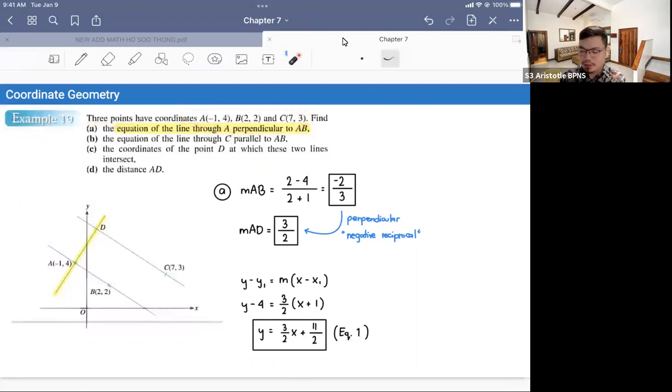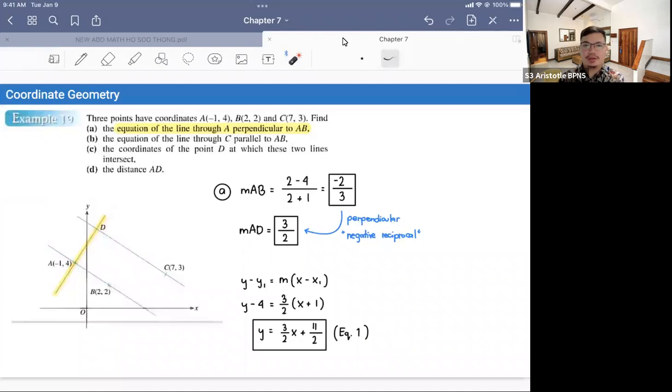Now, when you say through A, perpendicular to AB, of course it passes through point A, and it is perpendicular to AB. So here is AB, and the perpendicular line creates a 90-degree angle here. What we're looking for is this line through point A. It says that this line is perpendicular to line AB. So how am I supposed to get the equation of this line?